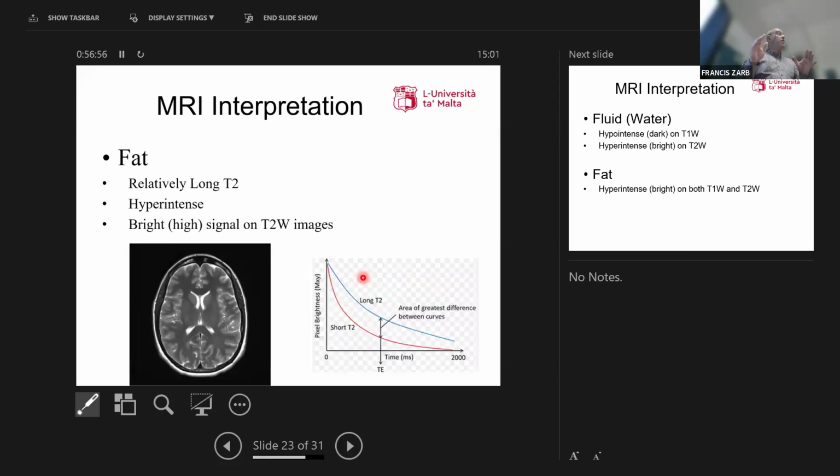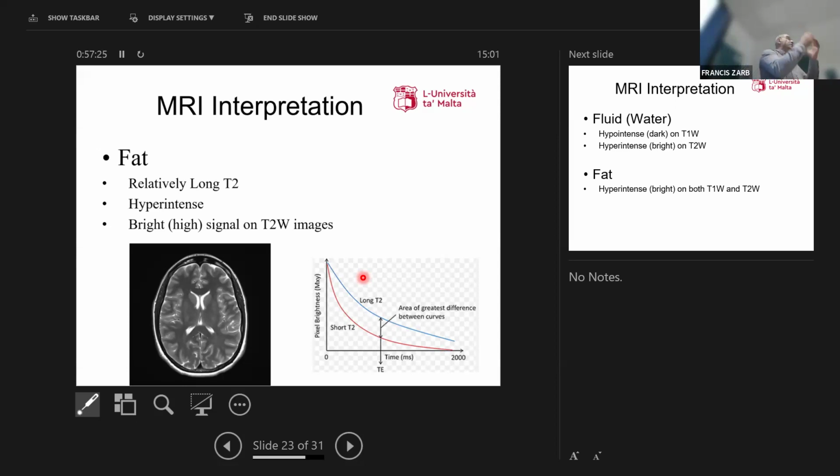It has a relatively long T2. Relatively long, not very long, relatively long T2. All right? So it also appears hyperintense. Not too long, okay, compared to other tissues. So fat appears bright on both T1 and T2.